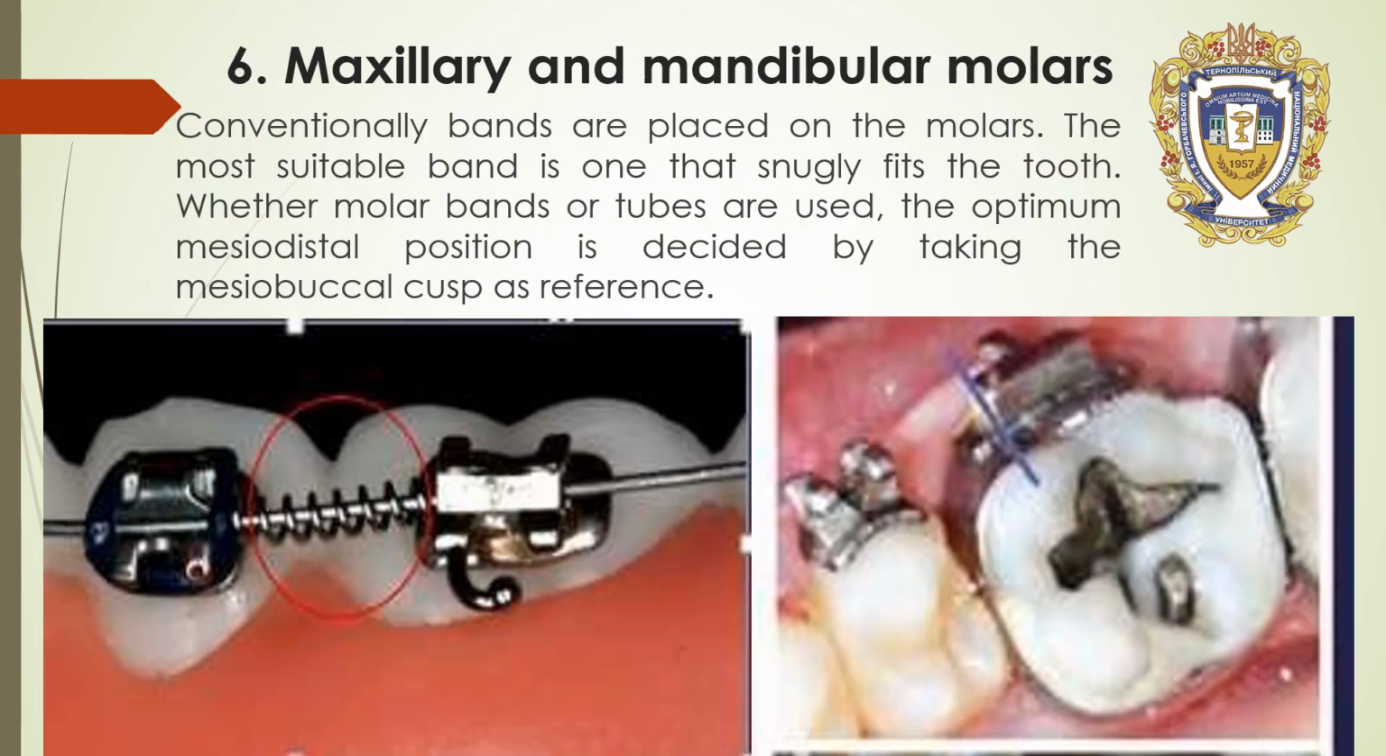And next group of teeth, maxillary and mandibular molars. Conventionally, bands are placed on the molars. The most suitable band is one that snugly fits the tooth. Whether molar bands or tubes are used, the optimum mesiodistal position is decided by taking the mesiobuccal cusp as a reference.